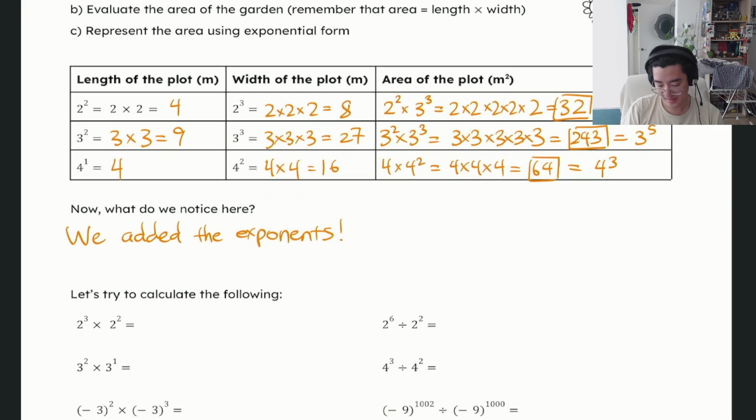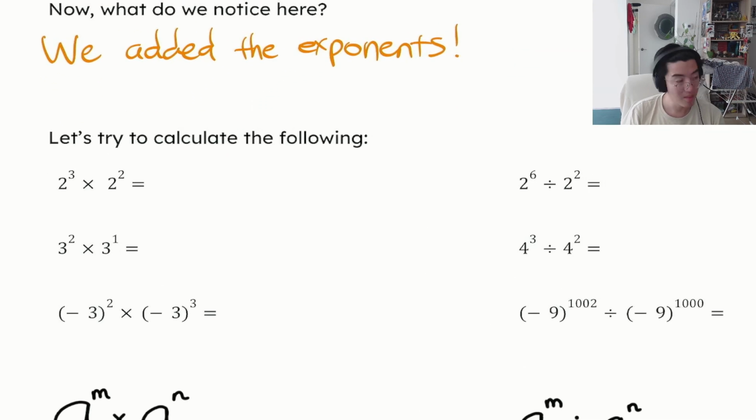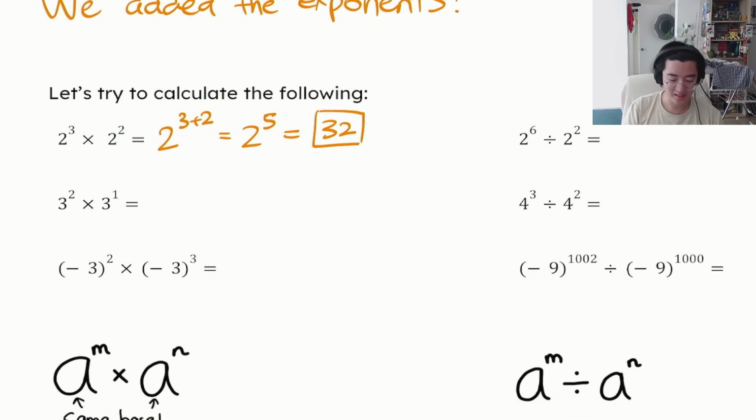Pretty neat stuff. So now we can actually use this to calculate some harder questions. 2 cubed times 2 squared, once again same as before. We can now calculate this by adding the exponents up. 3 plus 2 is 5. 2 to the power of 5 is 32. So that saves us a step in the middle where we don't have to actually calculate what 2 cubed and 2 squared are. We can just add the exponents up and then do the end.